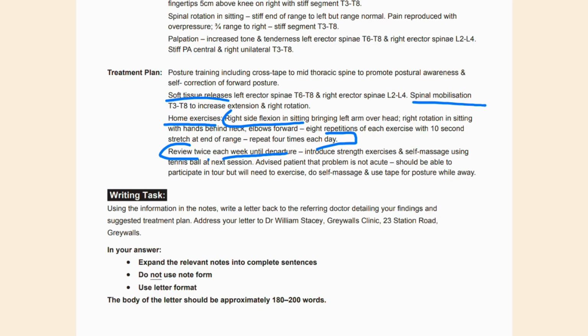Also, we have already introduced this strength exercise and self massage, and we can also include that, as we already mentioned here. So these are the relevant points from this letter. With these relevant points, now we can write the letter.